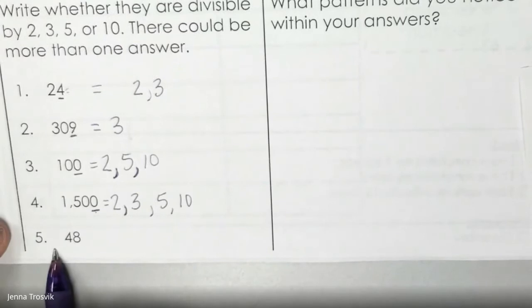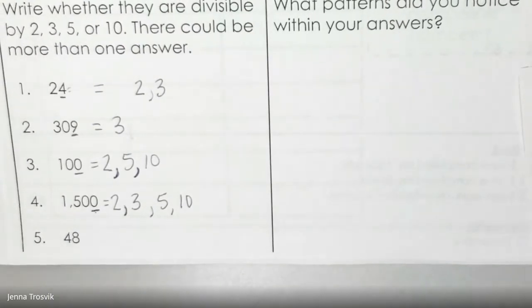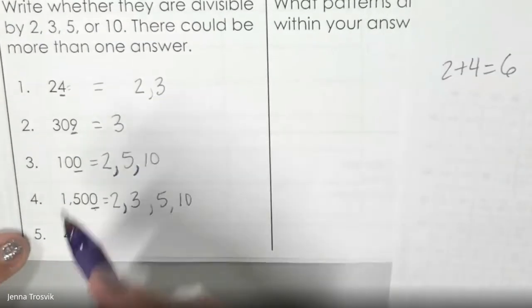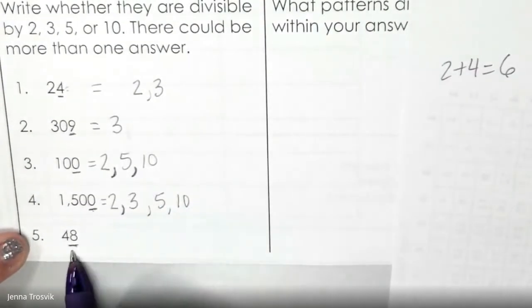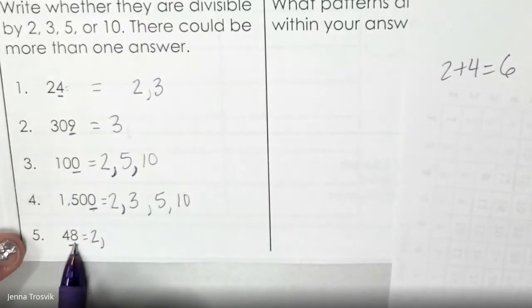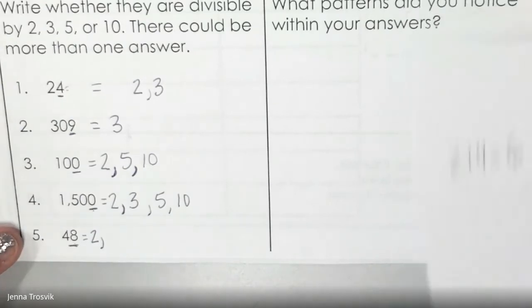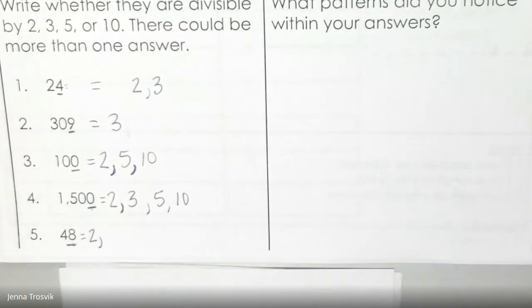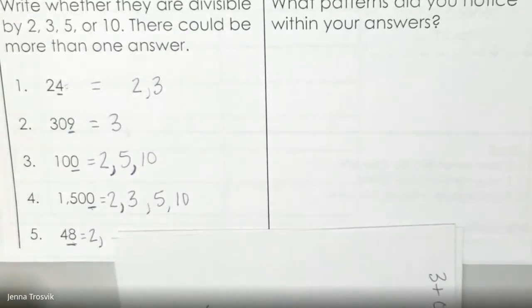All right, I want you to pause the video and try 48 and then come back and check your answer. All right, we're going to look at the ones place. 8 is an even number, so therefore it is divisible by 2. 8 is not a 0 or a 5, so it is not divisible by 5. There is no 0 there, so it is not divisible by 10.